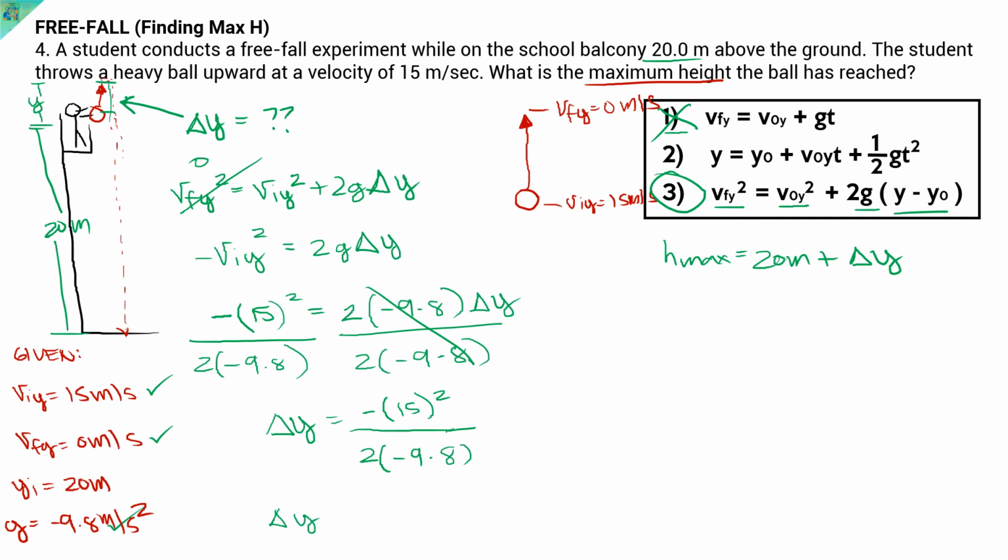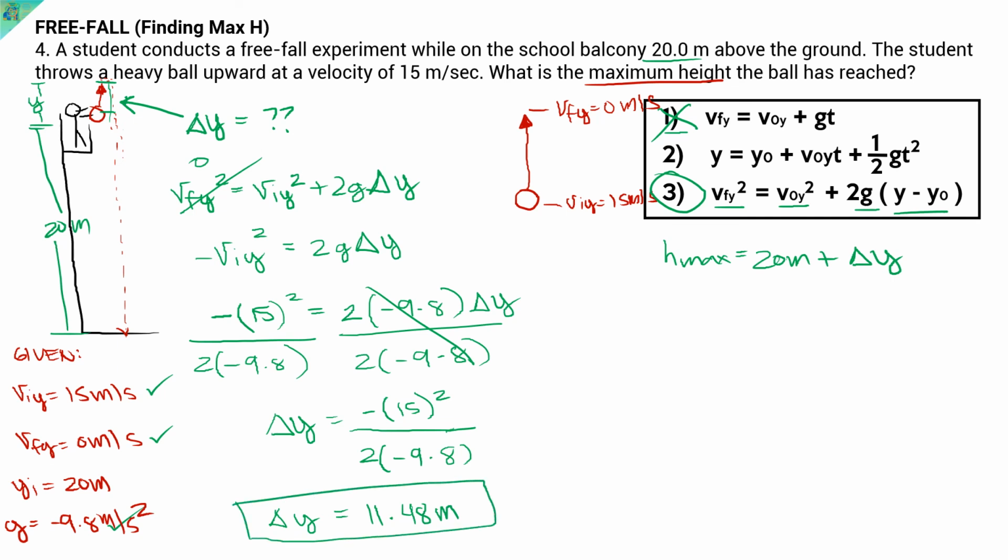Okay, delta y, putting that in your calculator, negative 9.8. Okay, we have 11.48 meters. Okay, this is now our delta y.